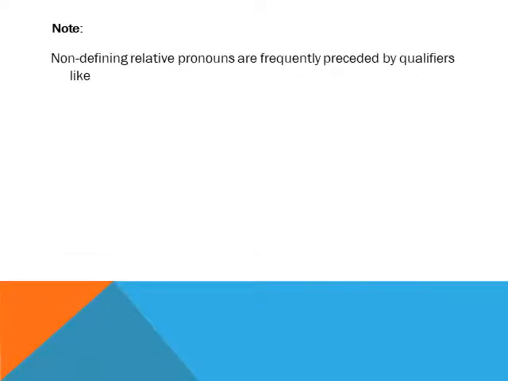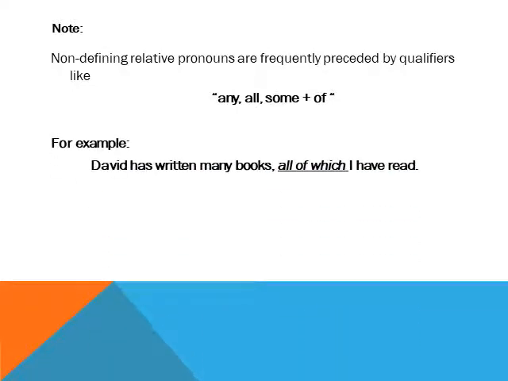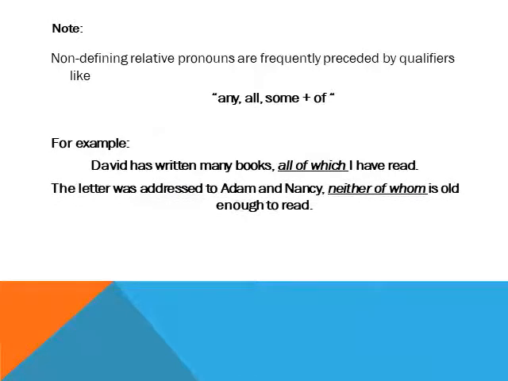Note: non-defining relative pronouns are frequently preceded by qualifiers like any, all, some, of. So we can say all of whatever, any of whatever, some of whatever. For example, David has written many books, all of which I have read. Number 2, the letter was addressed to Adam and Nancy, neither of whom is old enough to read.